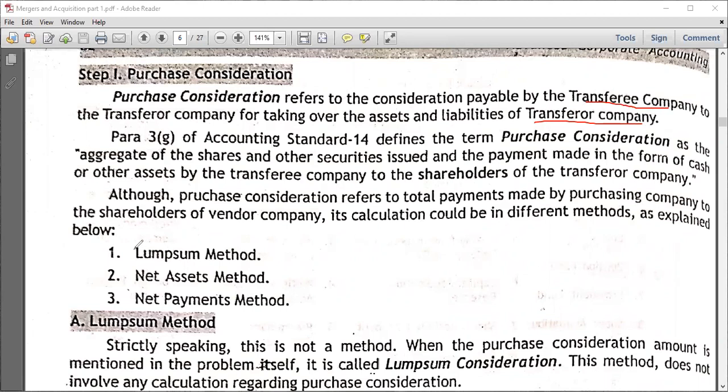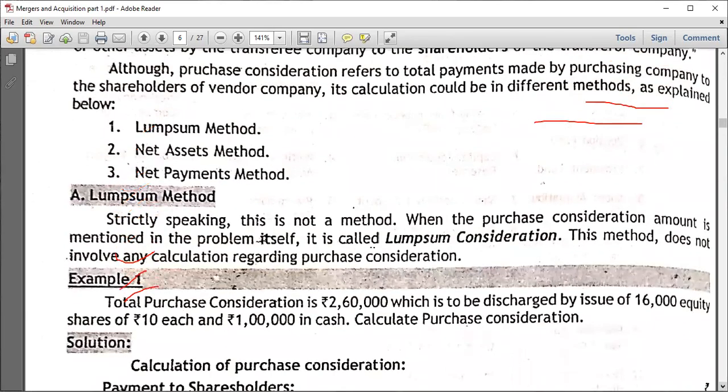Now, to calculate PC, there are three methods. One is lump sum method, net asset method, and net payment method. We'll discuss one by one. First one, lump sum method. What do you mean by lump sum method? Please remember, in the question, they will only give you a lump sum amount. I mean, they will only give you the purchase consideration in the question.